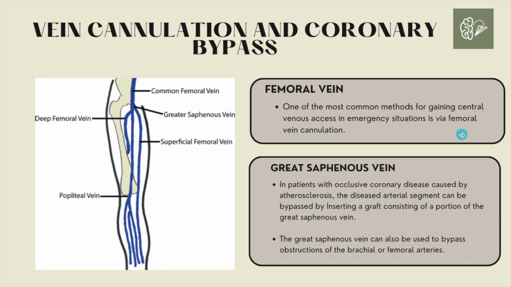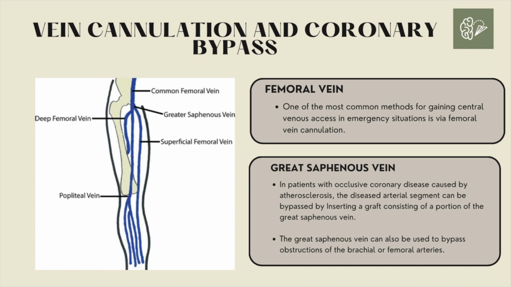Moving on to the great saphenous vein, many patients do suffer from occlusive coronary diseases, and the great saphenous vein is an ideal graft that is harvested from the lower limb, and it is used as a coronary bypass to provide the heart with an external source, because the coronary arteries are obstructed due to atherosclerosis and so on. So what they would do is harvest the great saphenous vein and bypass those obstructed coronary arteries and provide the heart with blood that is required to prevent further complications of the heart.